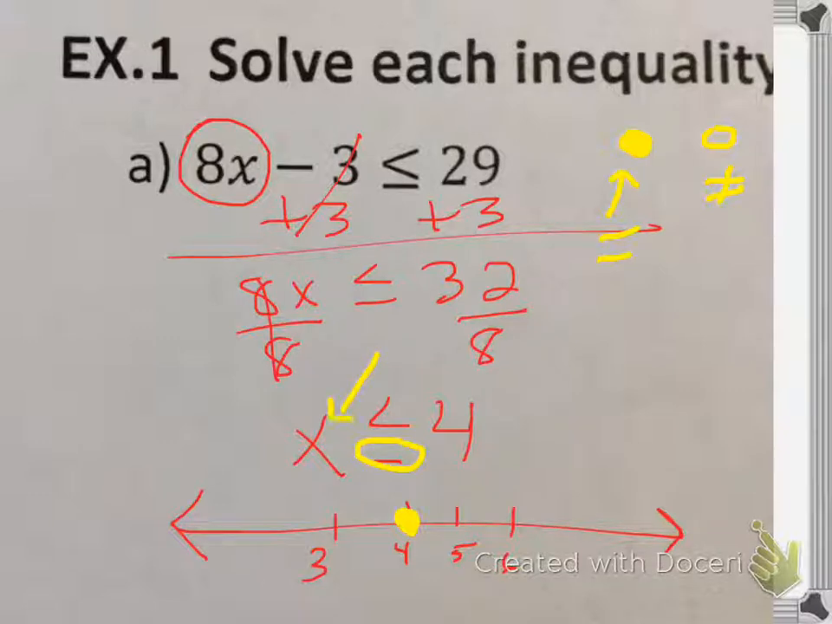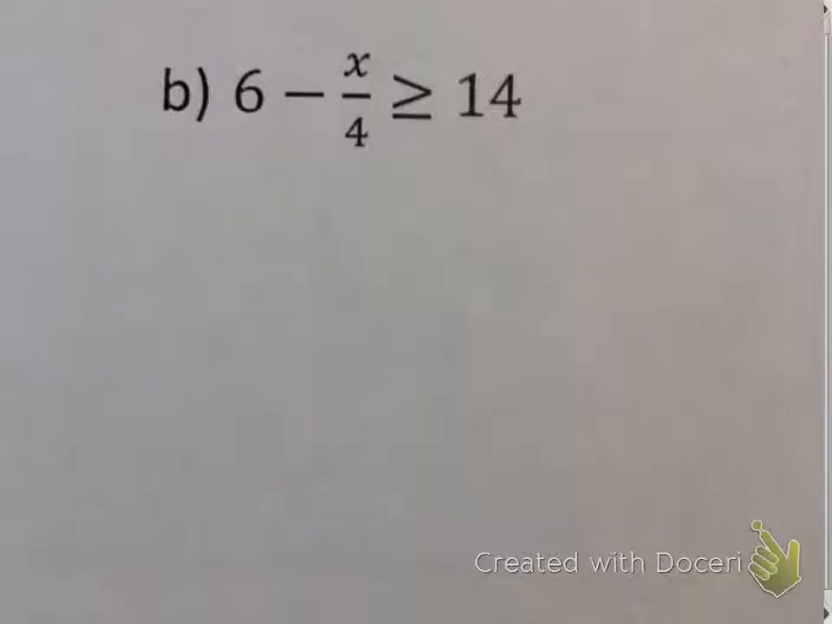And then I want to shade all of my answers that would be less than 4. So less than 4 would be 3, and then 2, and then 1. So I'm actually going to shade my graph this direction for the visualization of what my solutions are. So there's my first inequality done. Okay, let's look at our next one.